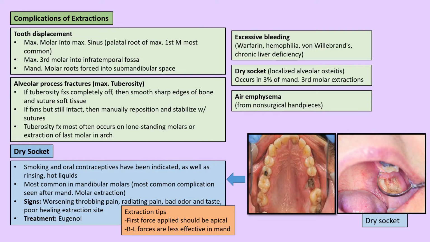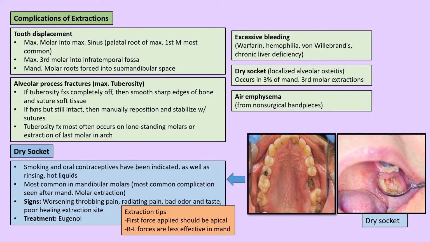Also, the important complications of extraction could be excessive bleeding, especially if the patient is a hemophiliac patient. Dry socket, very, very important, localized alveolar osteitis, or having air emphysema. If you're using non-surgical handpieces, which are also throwing air into your tissue, it can lead to cervical emphysema.